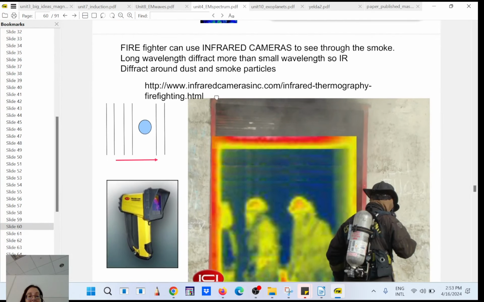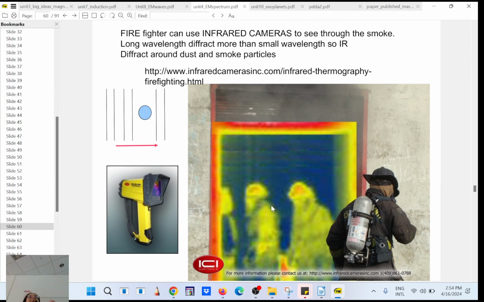So that's something interesting. Turns out that visible light will be stopped by dust and smoke. Visible light has such a small wavelength that it will be stopped by smoke. So if you want to save someone who is inside the smoke, you won't see that person just using your eyes. But a firefighter can use infrared sensors and then they can see the people. Because infrared has a longer wavelength, and when they have a longer wavelength, they don't care about the dust. They're going to bend around the dust.